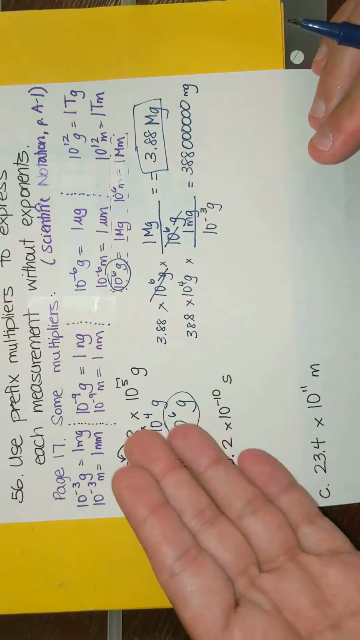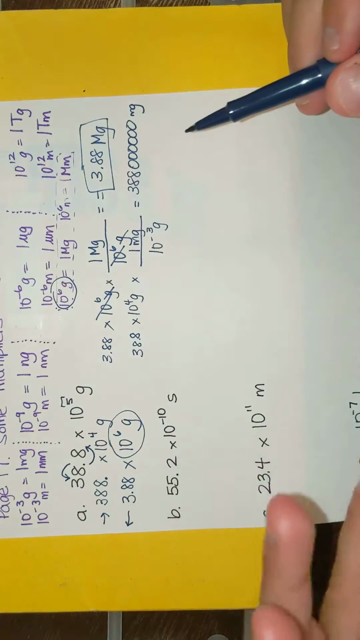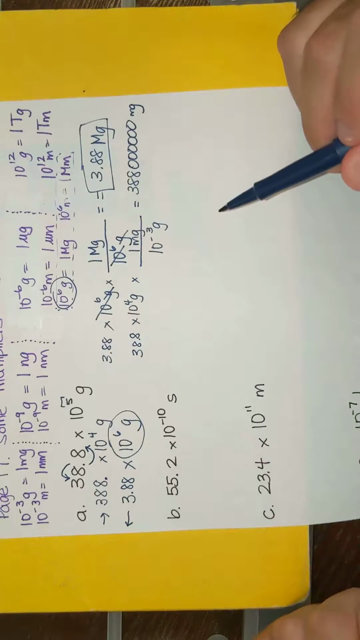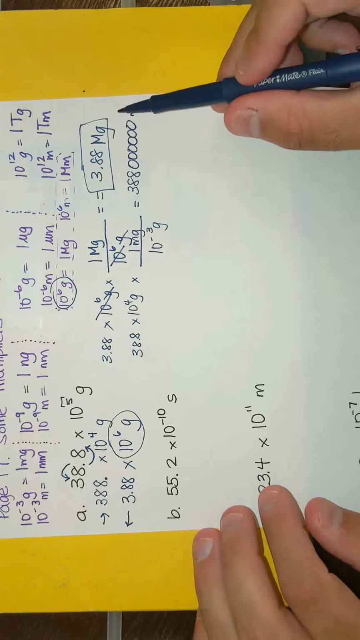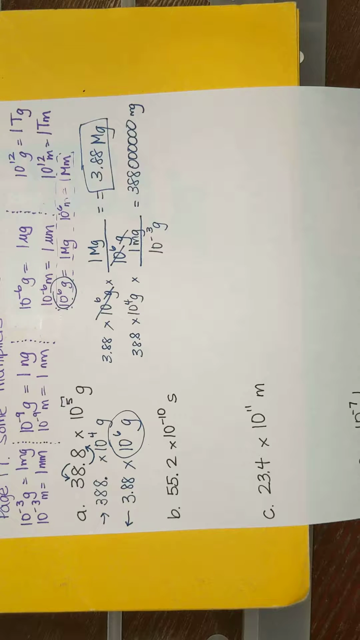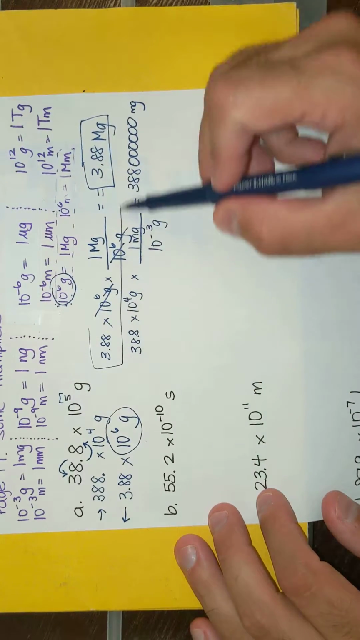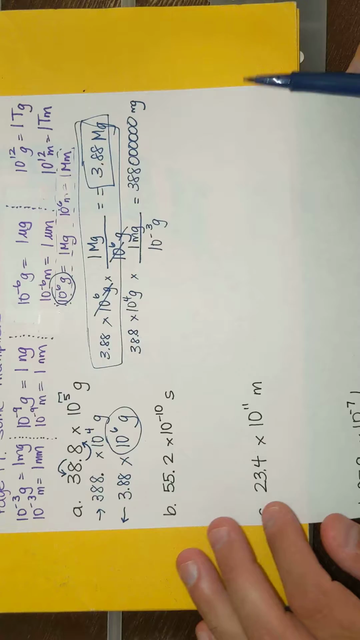Use a prefix multiplier to express each measurement without exponents. Which of these would probably be better without exponents? Probably the 3.88 megagrams. There's not all these zeros. So whenever you're trying to figure out which multiplier, you want to get it to the smallest number, or the one that I could express without that many zeros. So I'd probably say the best choice of answer would be megagram.